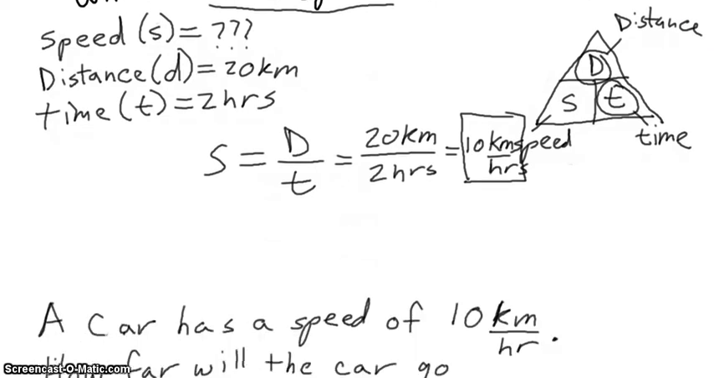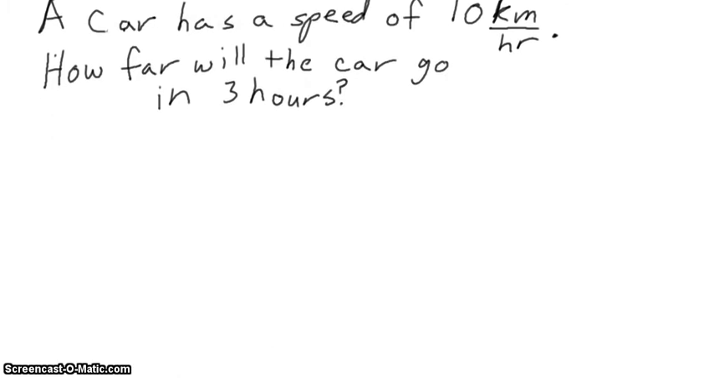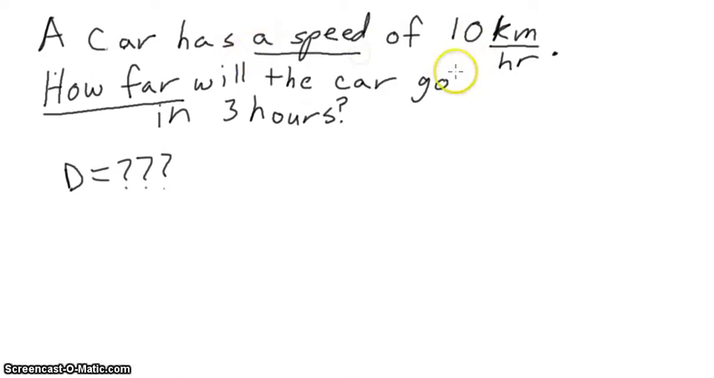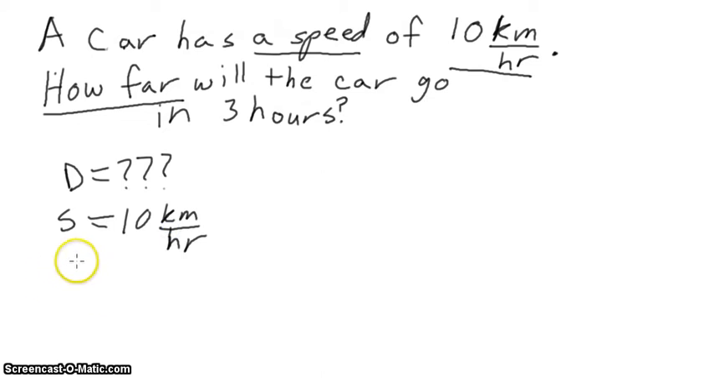Okay, let's try a different one. Okay, so in this problem, I have a car, and it has a speed of 10 kilometers per hour. And I want to know how far will the car go in 3 hours. So we start by trying to figure out what the problem is asking us to find. So what is the problem asking us to find? Well, whenever we see how far, that means we're looking for distance. Okay? And what does the problem tell us? Well, it tells us that the speed of the car is 10 kilometers per hour. And it tells us that the time the car takes to travel this far is 3 hours.